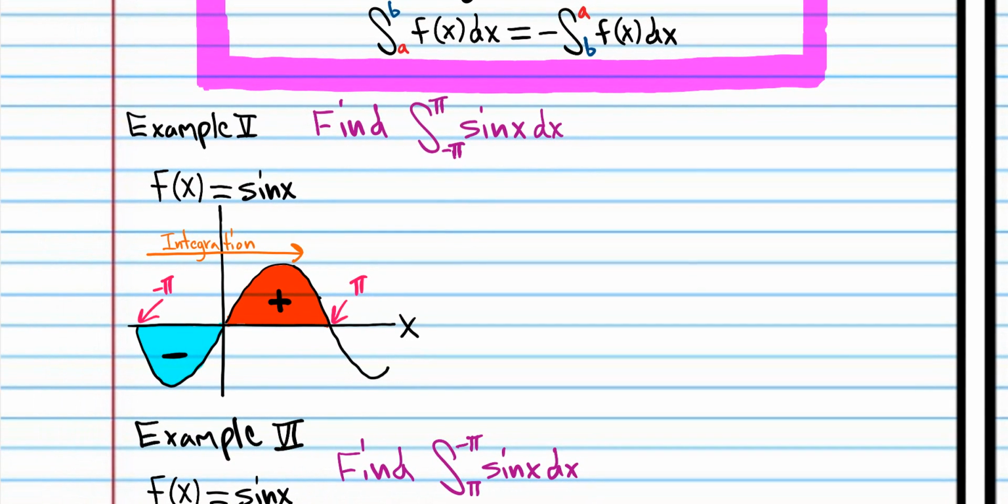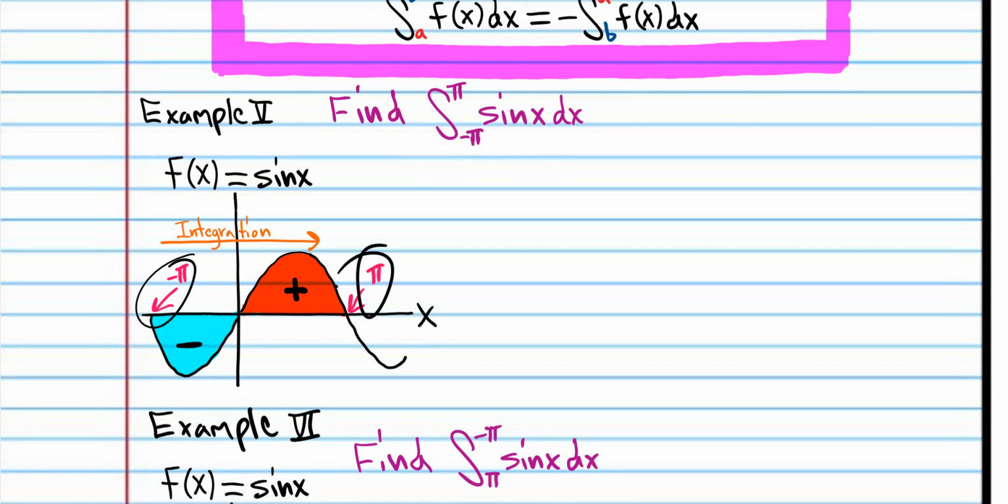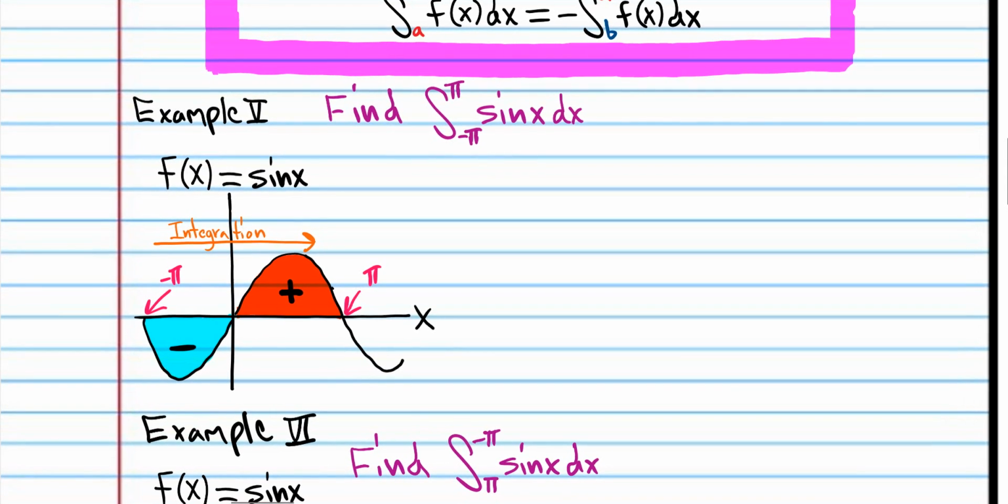So if that's true, then if we integrate sine x from negative pi to pi, we should get 0. Because if you remember your sine curve, these areas here should be equal areas. So if we start from negative pi and find the area between the graph of the sine function and the x-axis, that should be negative area. But up here we should have positive area. So if you integrate from negative pi to pi, we should actually get 0. They should cancel each other out, the areas. And that's if you're integrating from left to right.